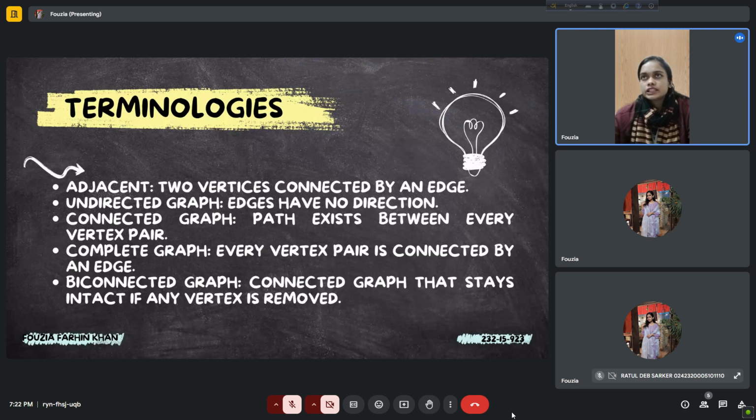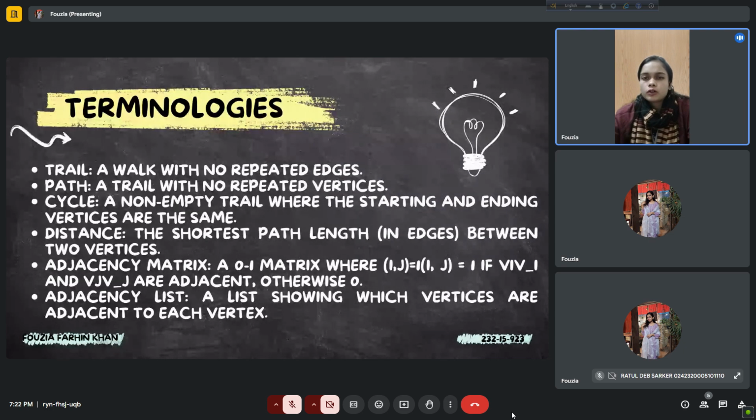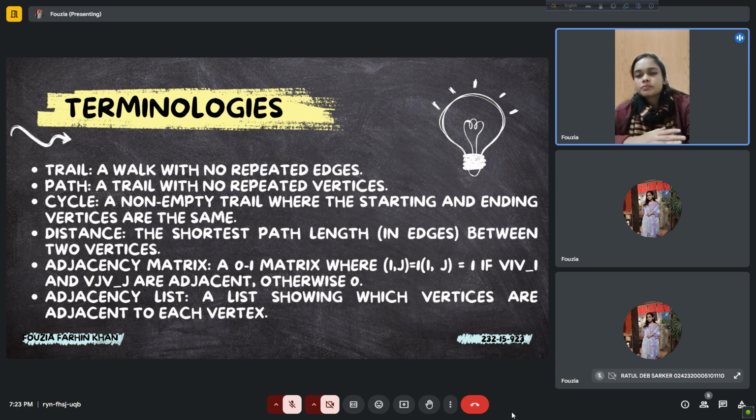Next, if we go to walks and paths. Trail: a walk in the graph where no edge is repeated. What is a path? A trail where no vertex is repeated. And what is a cycle? That is a non-empty trail where the starting and ending vertex are the same, creating a closed loop. Distance. The shortest path between two vertices, measured by the number of edges in the path.